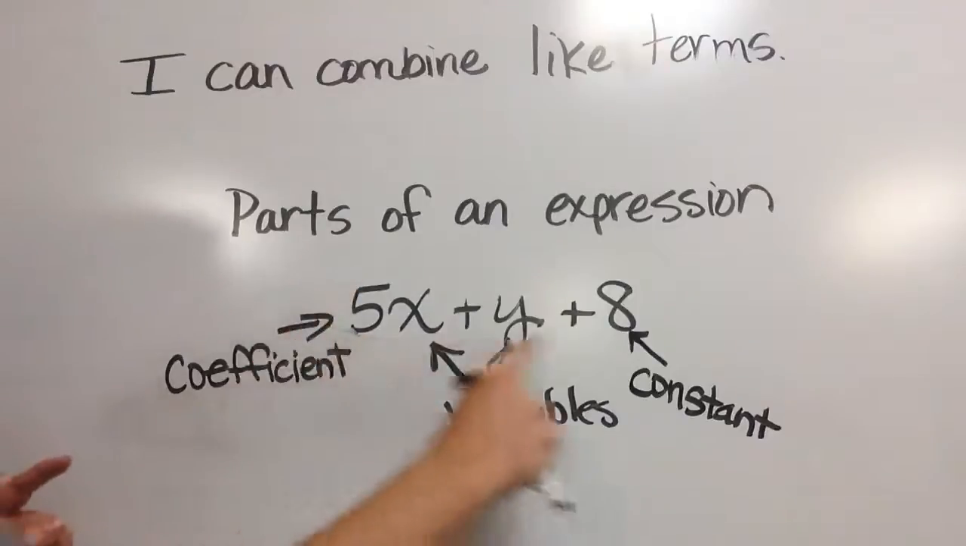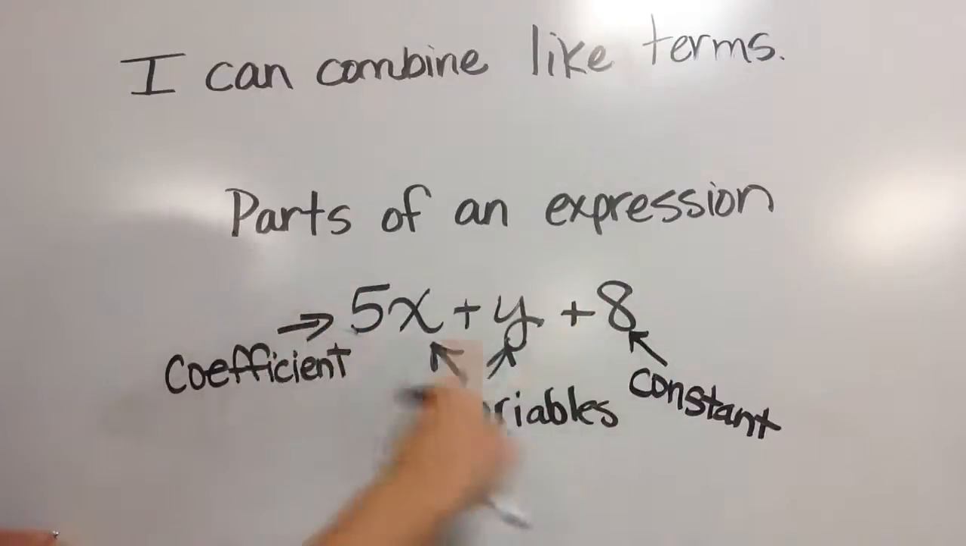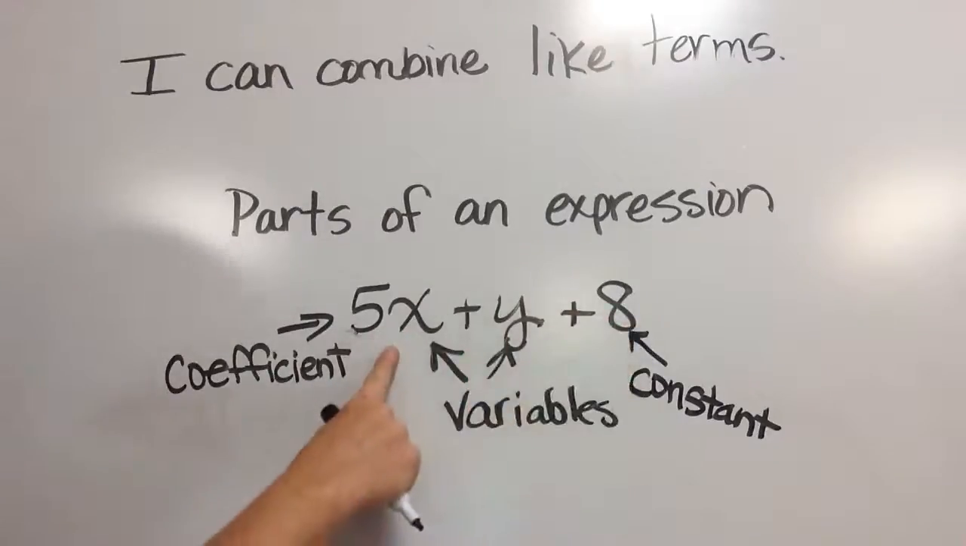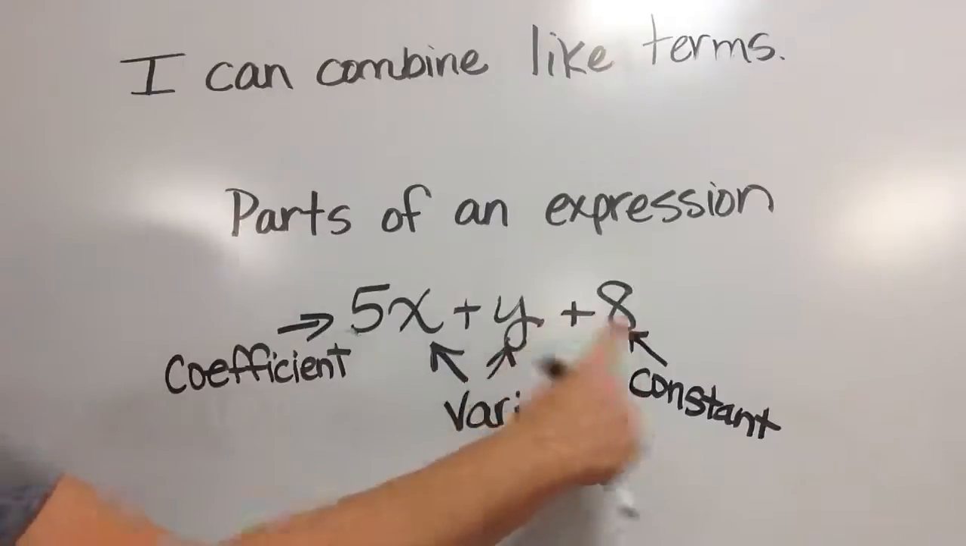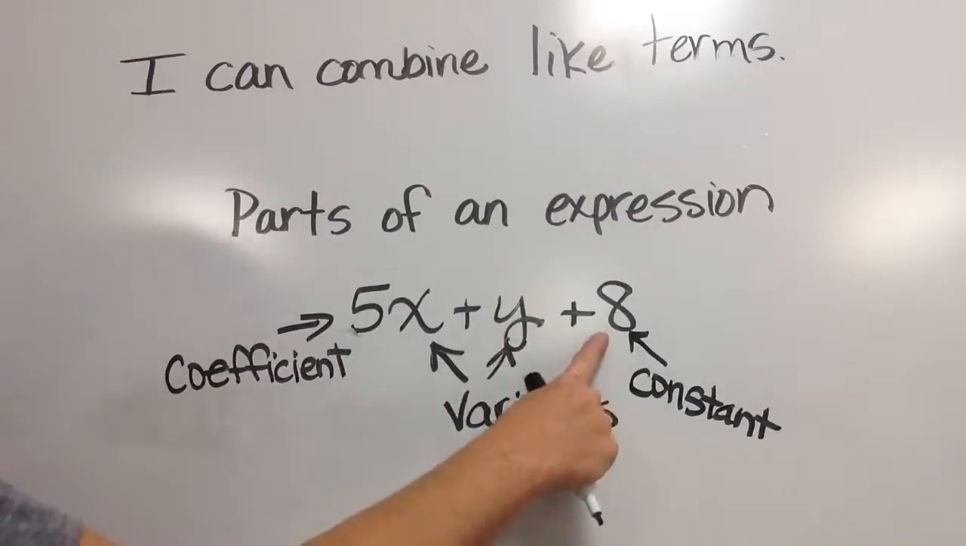So this whole expression here, 5x plus y plus 8, is called an algebraic expression. It has three terms. 5x is a term, y, and 8. So it's a three-term algebraic expression. The 5 is what we call a coefficient. It's the number that's being multiplied to your variable. Your variables are x and y, and your constant is 8.